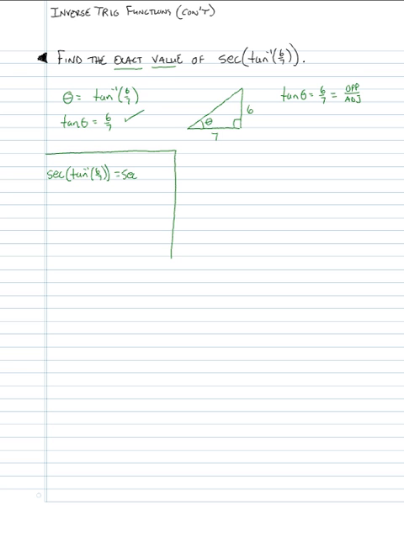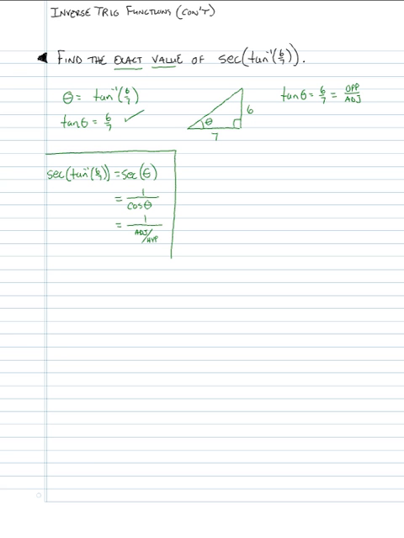And because we call the inverse tangent of 6/7 the angle theta, then we need to calculate the secant of theta. But the secant of theta is the same thing as 1 over the cosine of theta. And so we need to calculate the cosine of theta. Now the cosine of theta in a right triangle is what? Adjacent side divided by hypotenuse.